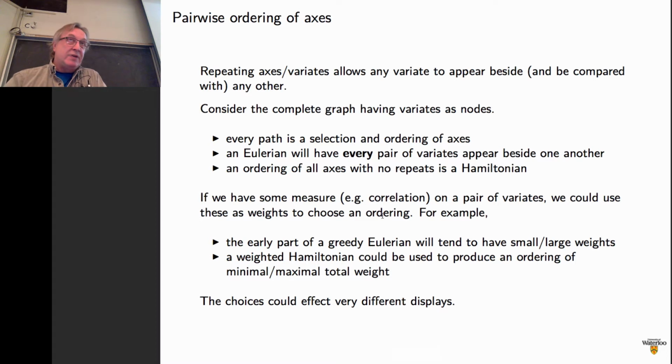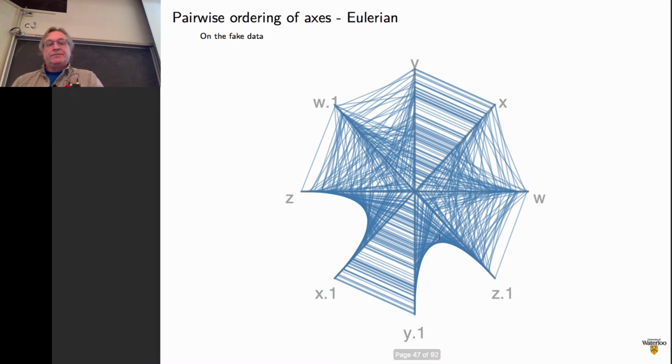And if we have some measure like correlation that we think is an important thing to have, we could order the axes so that high correlation ones appeared beside each other more frequently than others. We're still stuck with the fact that it's a greedy method, greedy Eulerian method, or if you're stuck with a Hamiltonian, that you're looking at all axes appearing exactly once. So these choices could affect the displays differently.